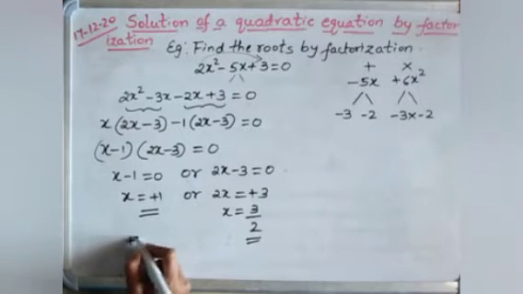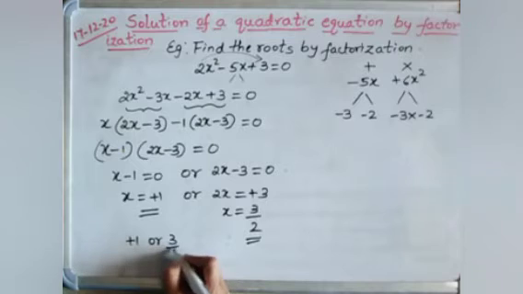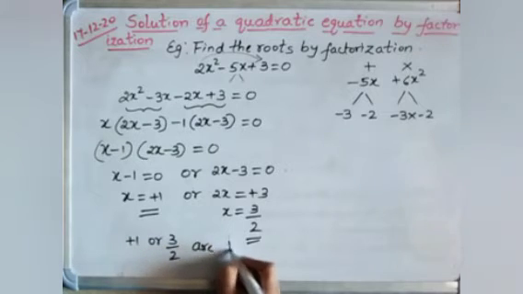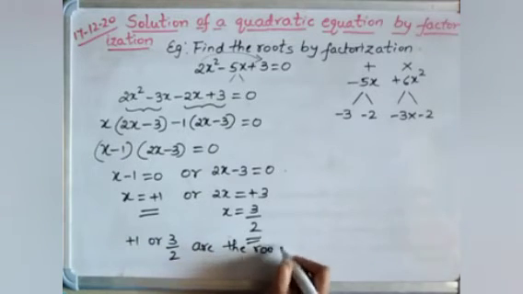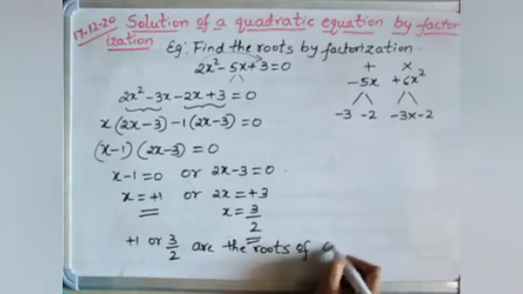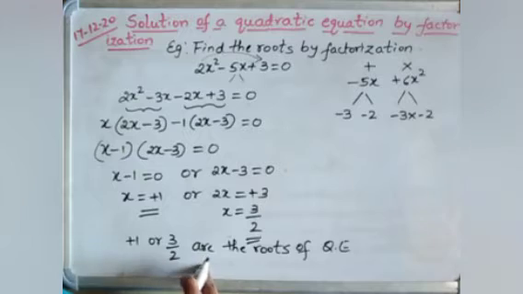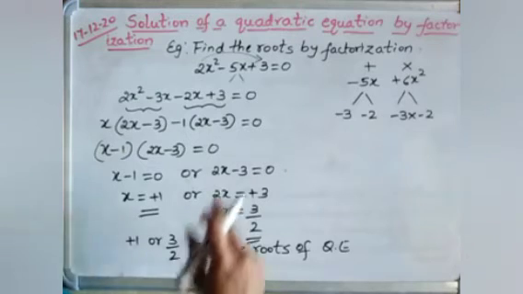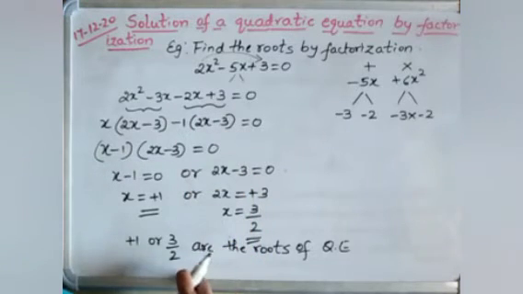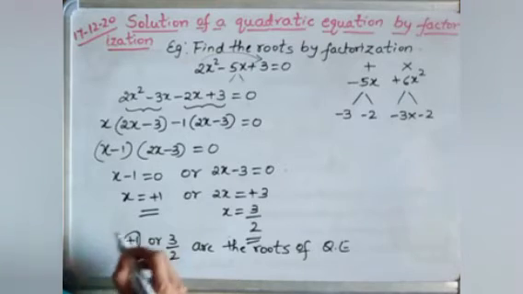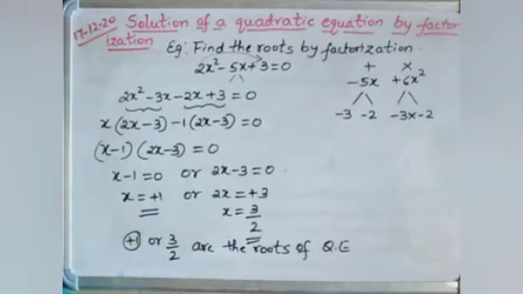So plus 1 or 3 by 2 are the roots of the quadratic equation. What is the given equation? Now we have to verify whether it is true or not. How to verify? By substituting these values in the equation, you can verify whether it is right or wrong.